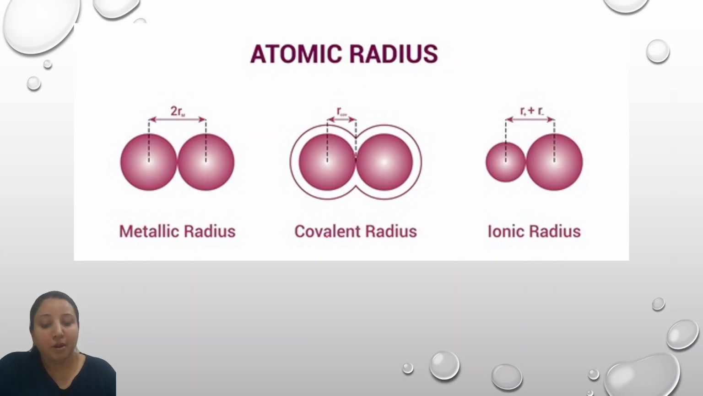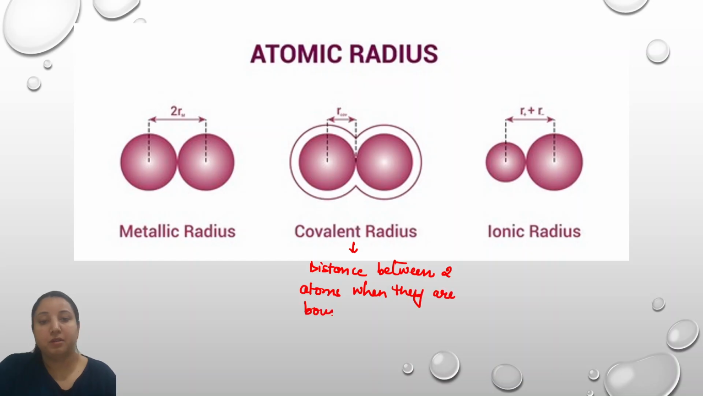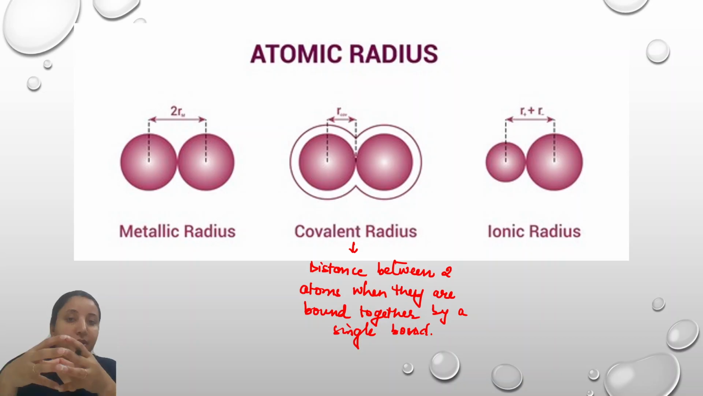ionic radius. Now, if we are talking about the covalent radius, what is it? It is basically a distance between two atoms when they are bound together by a single bond. Basically, as we all know, covalent radius means the atoms are being joined by the sharing of the electrons.